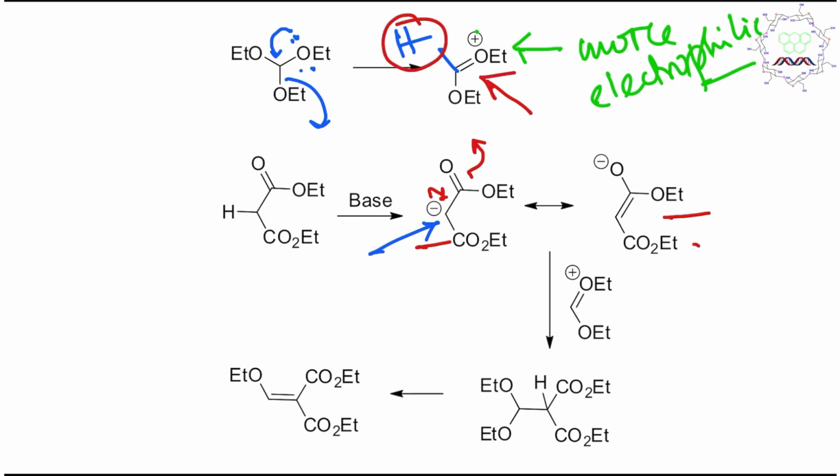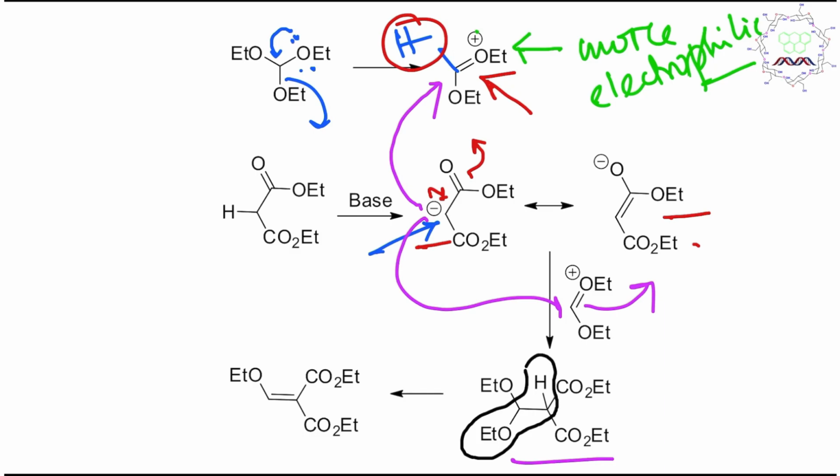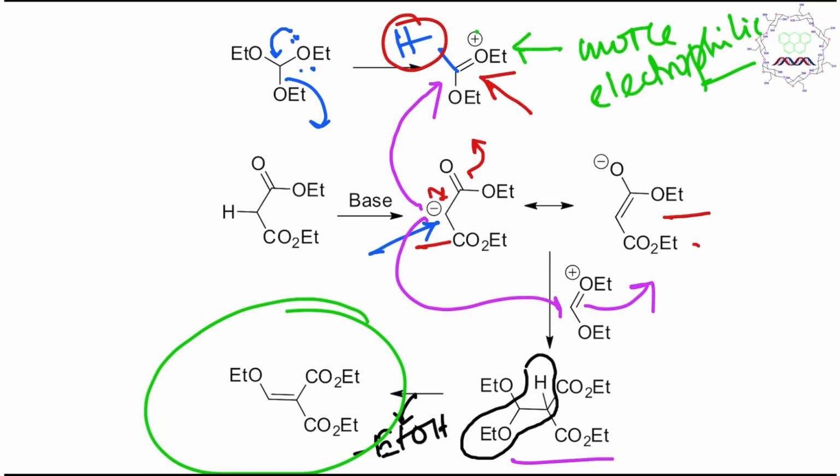So what happened in this case? This negative charge will attack here. Okay, so it will attack here and it will open, and ultimately this is the addition product. Now just look at this part, that is a beta-hydroxycarbonyl derivative. Like in aldol condensation, this type of reaction happens. So in this case, an ethanol molecule will be eliminated from the reaction medium, and ultimately it will produce this vinylogous ester.